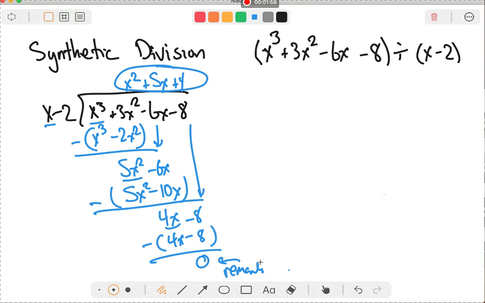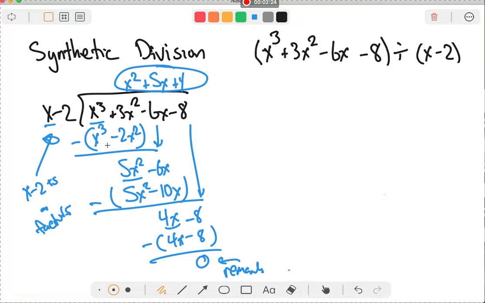This is my answer, and since the remainder is 0, we could also say x minus 2 is a factor, which is one of the big reasons we do polynomial division, is we're trying to check and see if something's a factor. Synthetic division works really well to do this.